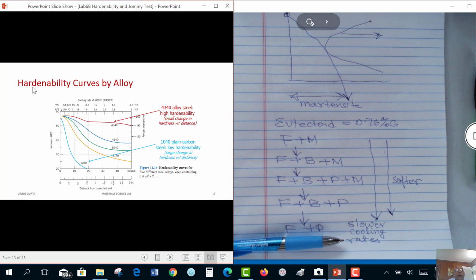So these are the different hardenability curves we might see. So 1040 steel we see doesn't have much hardenability. The hardness goes down very quickly. On the other hand, 4340 steel you can see remains hard for sufficient depth. So 1040 is a low hardenability steel and 4340 is a high hardenability steel. So this is what we are hopefully going to find.